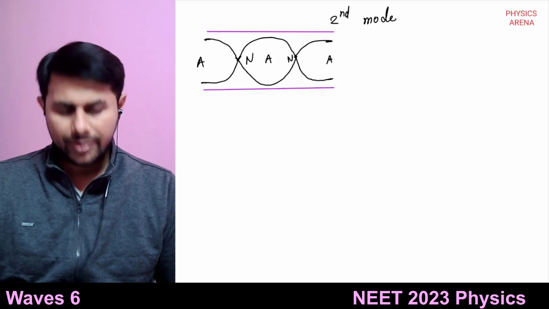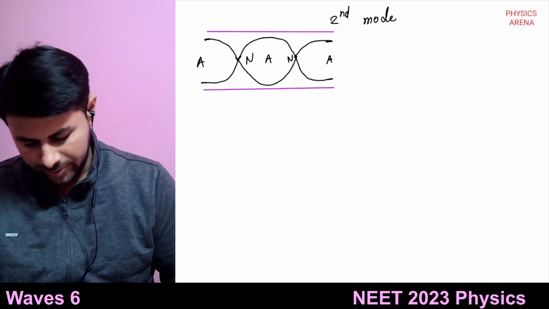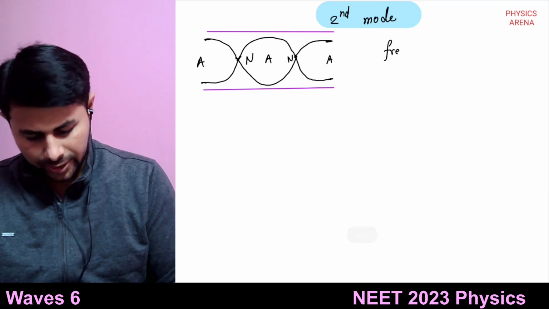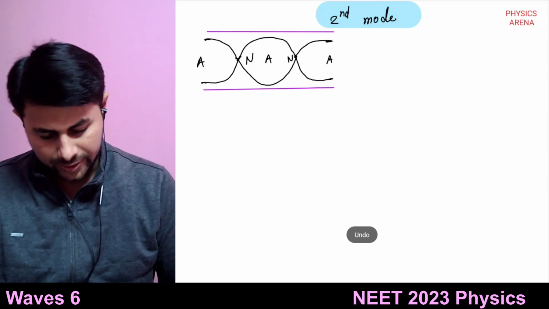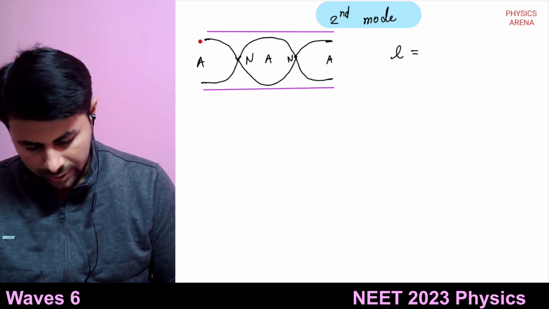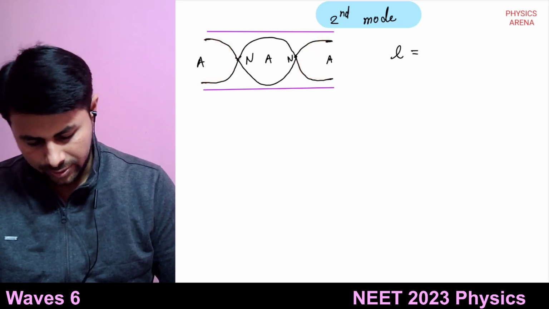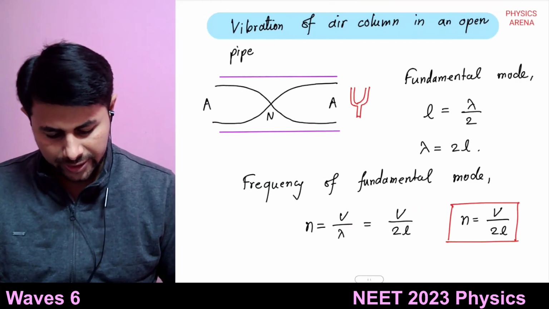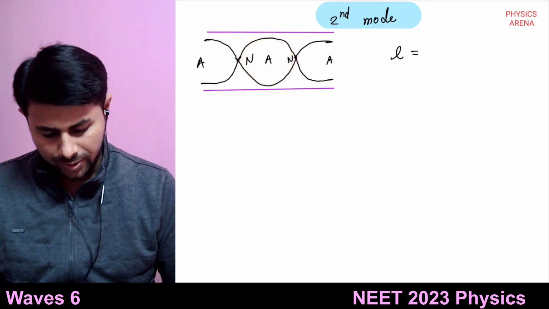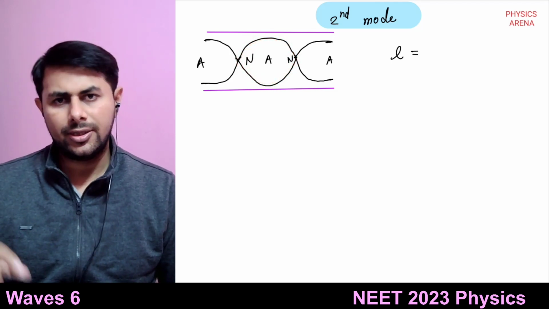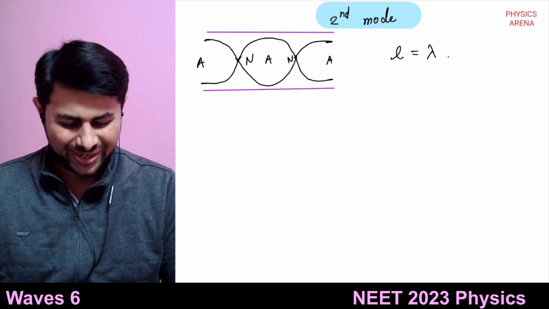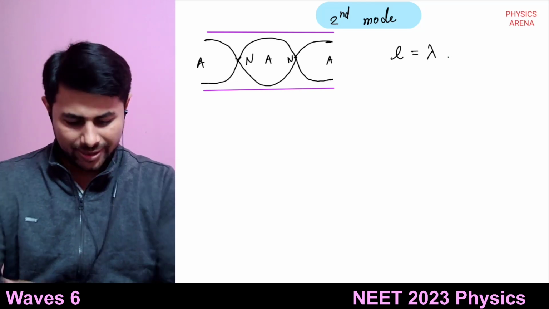So how much would be the frequency of second mode? Let's find out the relation between length and wavelength first. Length of the pipe for second mode, L is equal to this much length is lambda by 2, as we discussed in the first case, fundamental mode. So lambda by 2 plus lambda by 2 is lambda, not 2 lambda. So L is equal to lambda.